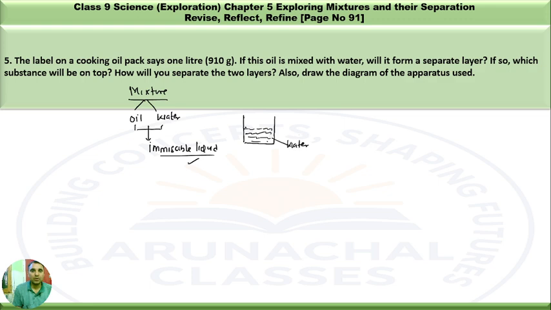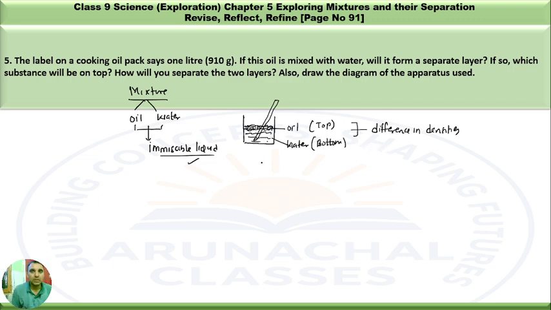If I add some amount of oil, so oil is also present. Now if I stir it with the help of a glass rod, after stirring also we find that oil comes on top and water remains at the bottom. It is due to the difference in their density. Oil is lesser dense than water.